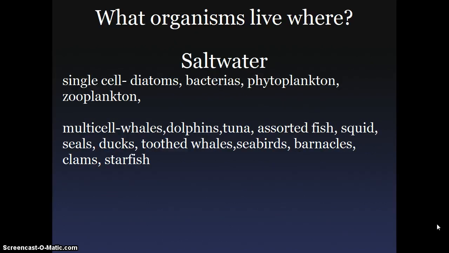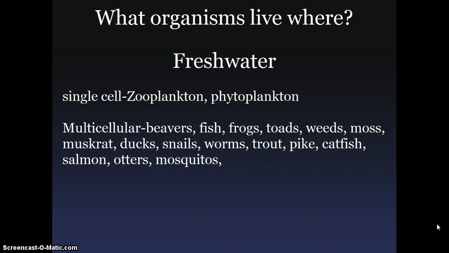What organisms live where? Saltwater: single-celled organisms or diatoms, bacteria, phytoplankton, zooplankton, and multicells. Whales, dolphins, tuna, swordfish, squid, you can read the rest, right? And freshwater: zooplankton, phytoplankton, beavers, fish, frogs, toads, weeds, moss, muskrats, ducks, snails, worms, trout, pike, catfish, salmon, otters, and mosquitoes. They all live in freshwater environments, or were born there.